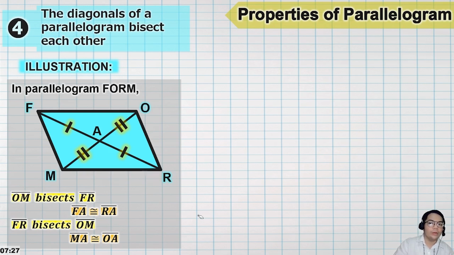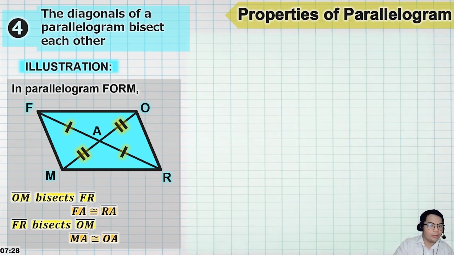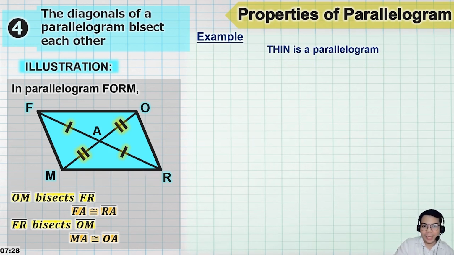And that is the result of the diagonals bisecting each other. So katulad ng sinabi ko kanina, medyo familiar na tayo dito kasi meron tayong ganitong condition based on our lesson before. So let's have this example para mas maintindihan pa natin kung paano to ina-apply sa isang given parallelogram.